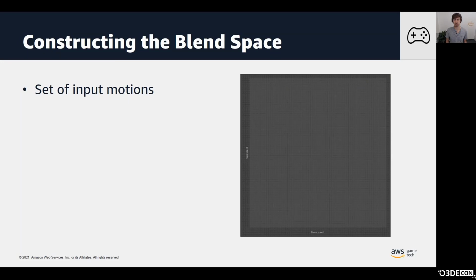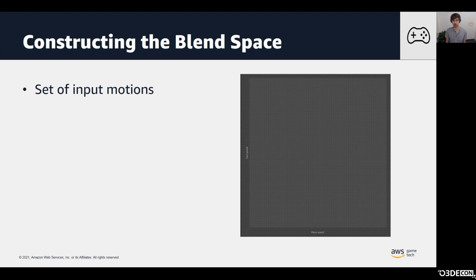To make it a little bit less abstract, we already have a speed parameter in our anim graph, and we want to introduce a new one for turn speed. So now we have two input values, move speed and turn speed. And these two together form a Cartesian coordinate system, which is basically our blend space. Each input belongs to an axis. Move speed forms the horizontal axis and turn speed forms the vertical one.